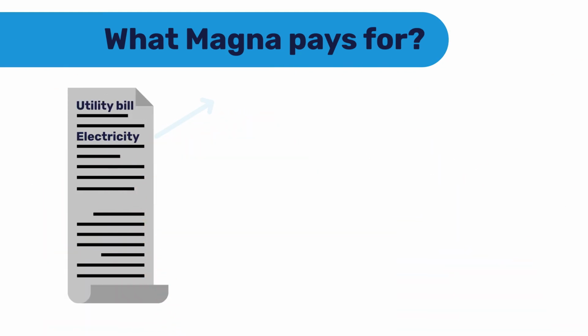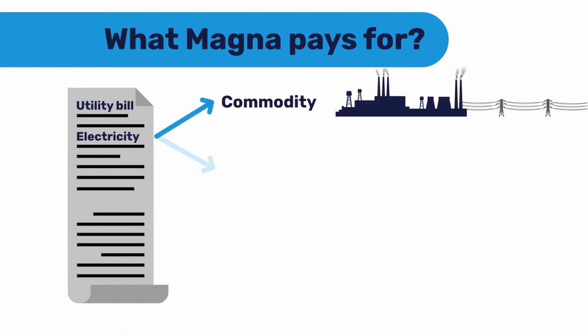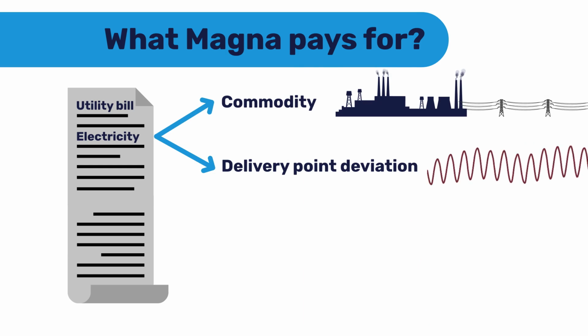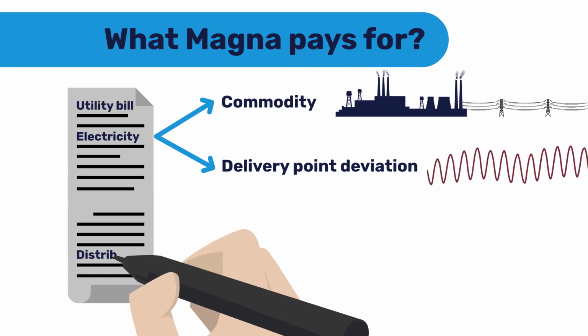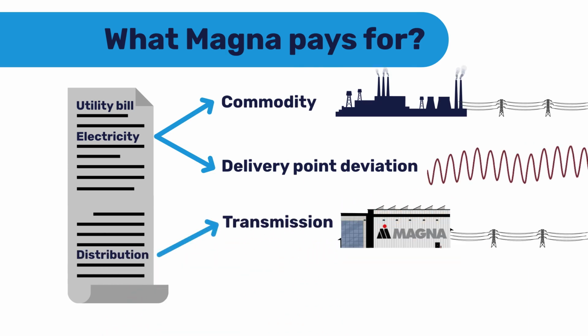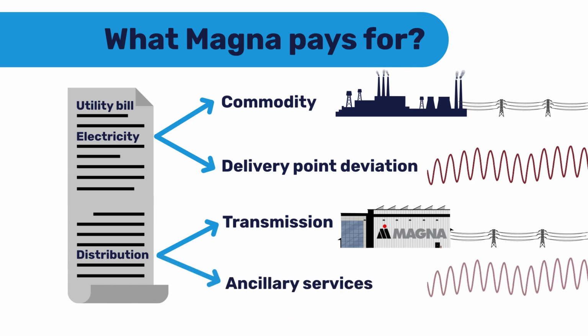The electricity, which consists of the commodity itself and charges for deviations in your electricity consumption. And distribution, which includes the cost of transferring electricity from the power plant to your delivery point, and ancillary services, which maintain the stability of the power grid.